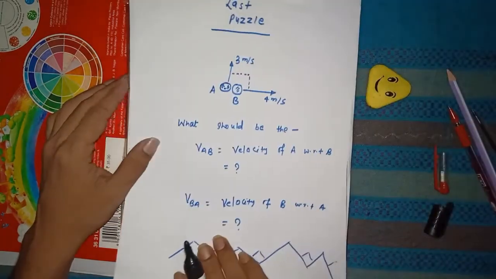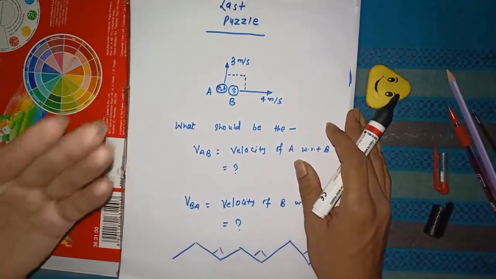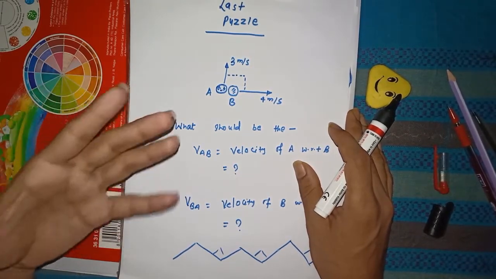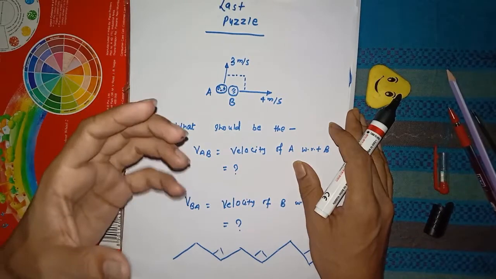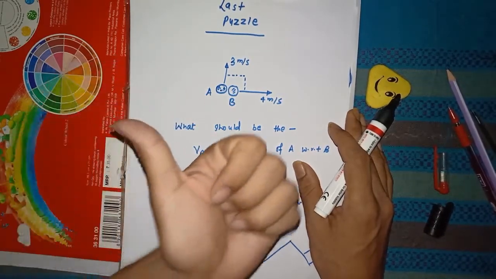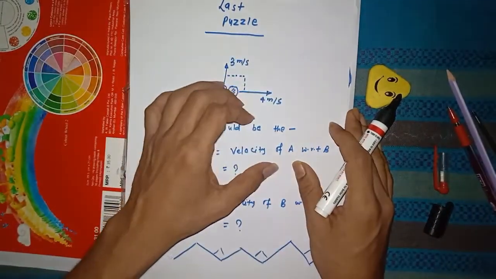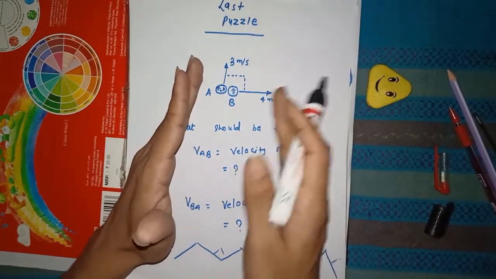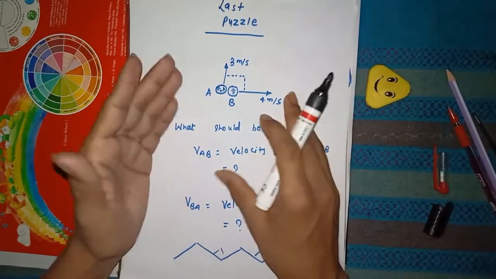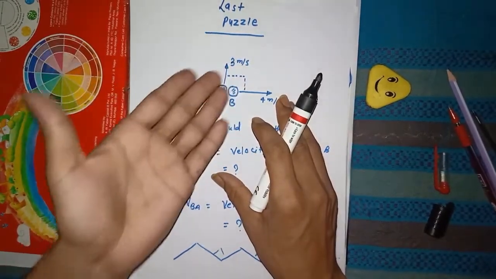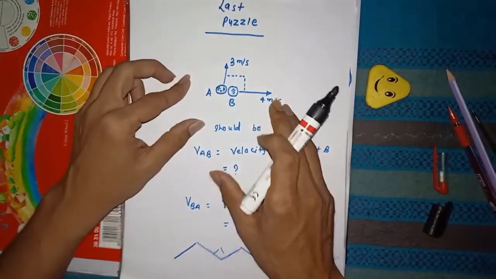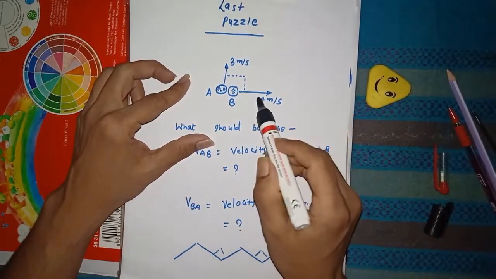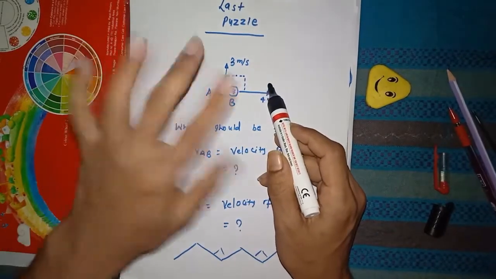So I am giving you a last puzzle for you. I have told you about the cases when the motion is along the same line, either in the opposite direction or along the same direction, but along the same line. But here I am giving you along two different lines. I am saying A is moving with 3 meter per second along the north direction, and B is moving with 4 meter per second along the eastward direction. What happens if B was A and if A was B?